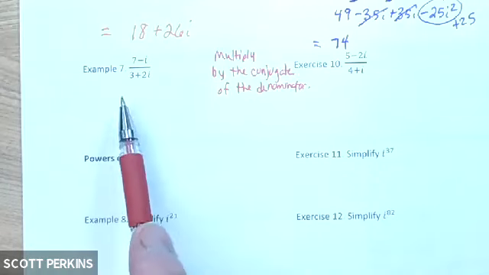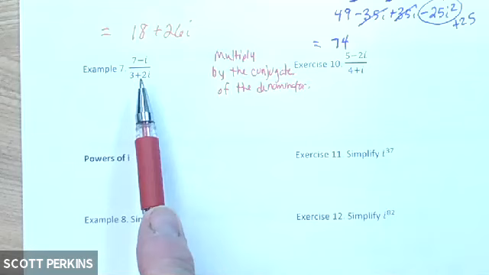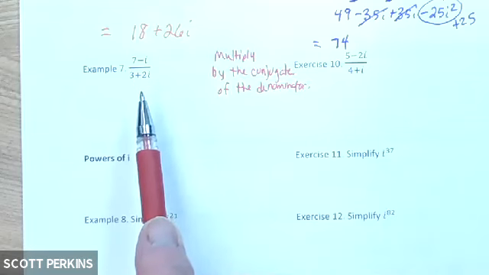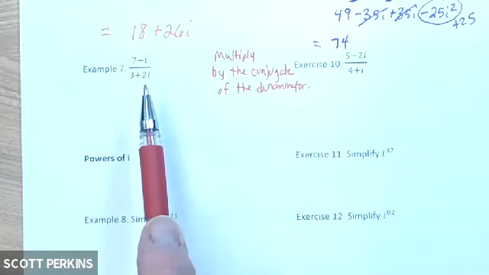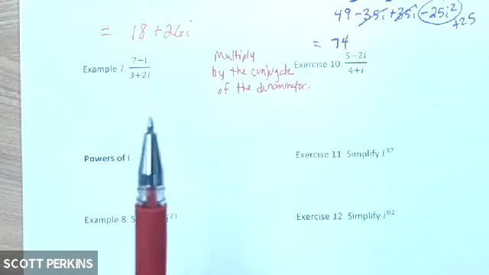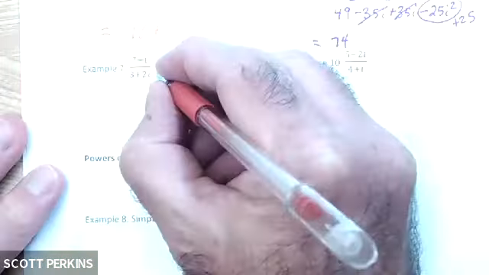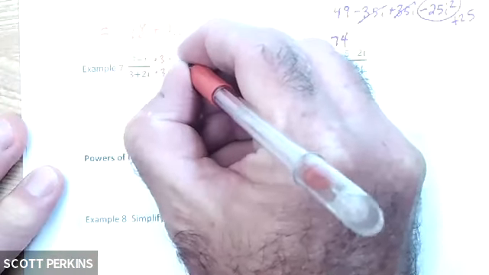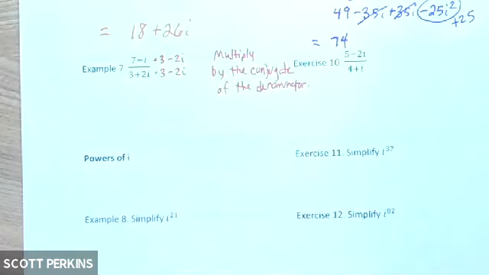So looking at example 7, my denominator is 3 plus 2i. So what's the conjugate of 3 plus 2i, would you say? Excellent. 3 minus 2i. So I'm going to multiply the denominator by 3 minus 2i, and I'm going to multiply the numerator by 3 minus 2i. And that's what dividing two complex numbers is. It is simply multiplying the top and the bottom by the conjugate. So it's busy work. Okay? But the nice thing is it's busy work that we pretty much know how to do. It's FOILing.